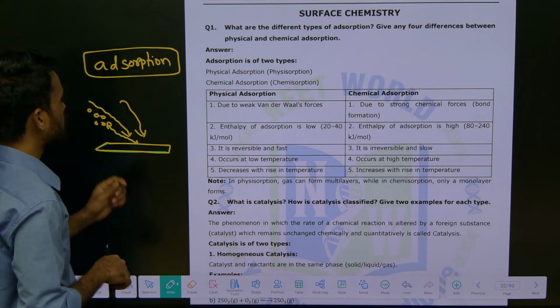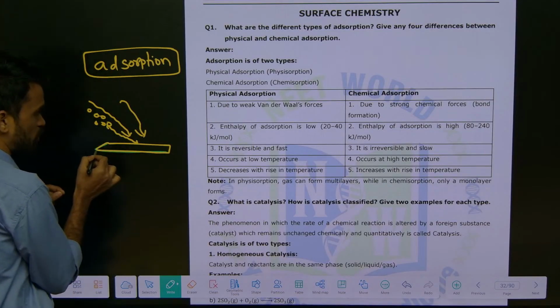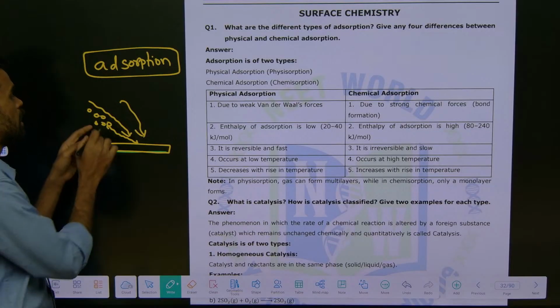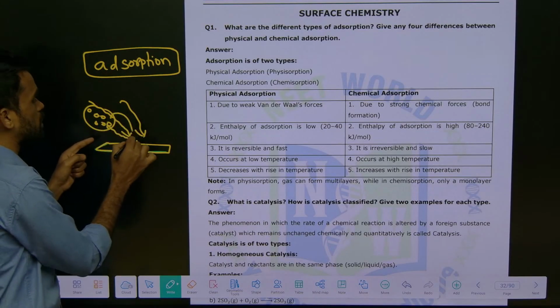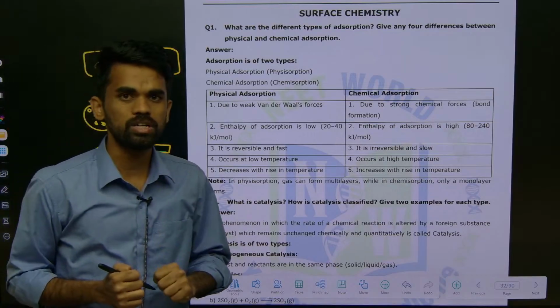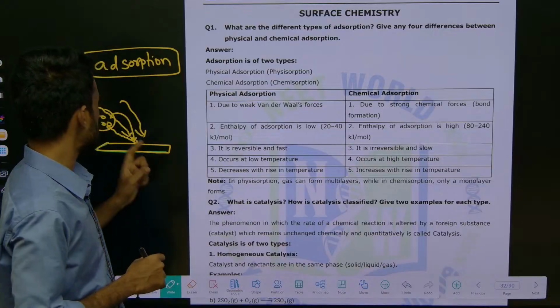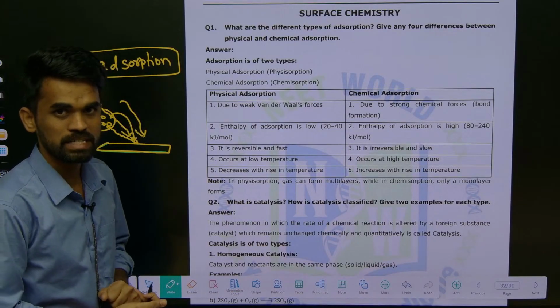Now the substance which is providing this surface is called the adsorbent, and the substance which is accumulating on the surface is called the adsorbate. These are the 2 terms to be remembered when you are studying adsorption. This is a 2 marks important question, whatever I discussed till now.